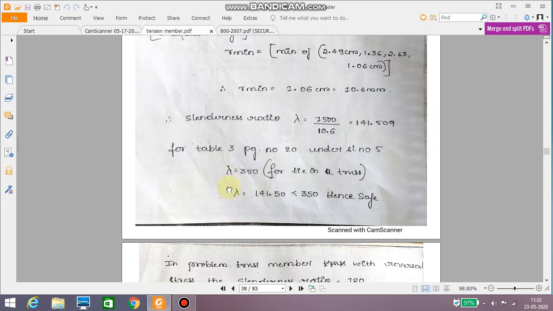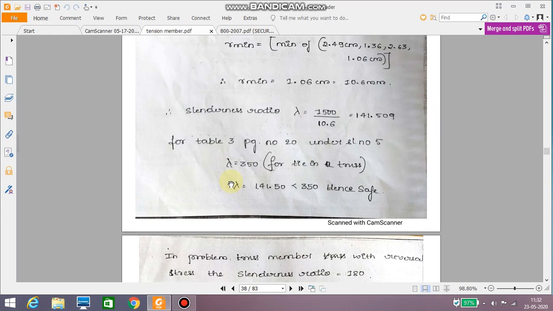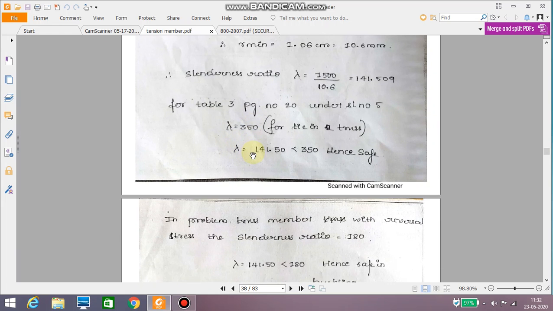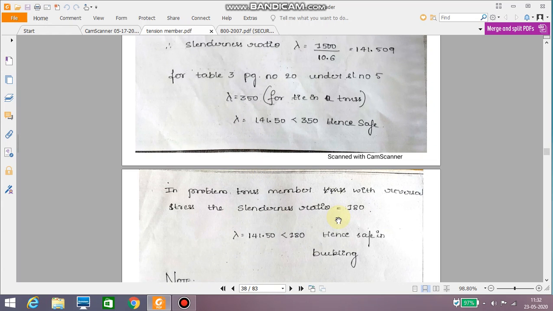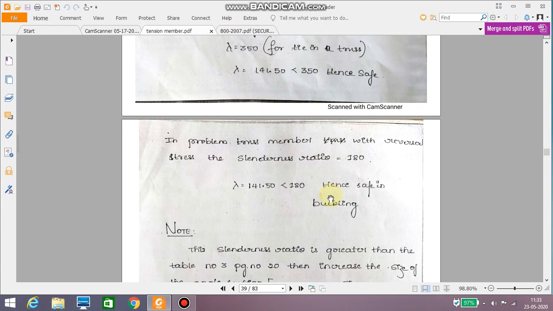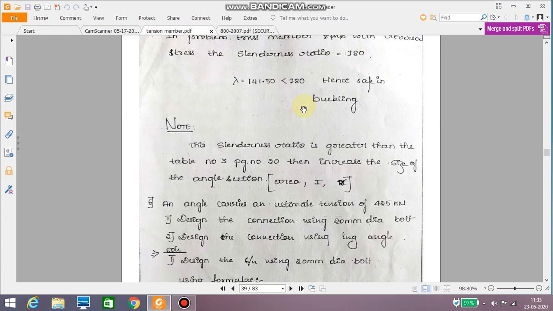From table 3, page number 20, we get lambda equal to 350 for a tie in a truss, and also another value, with the reversal of stress, the slenderness ratio equal to 180. So when you compare these two values with 141.50, the slenderness ratio is less than these two maximum values.